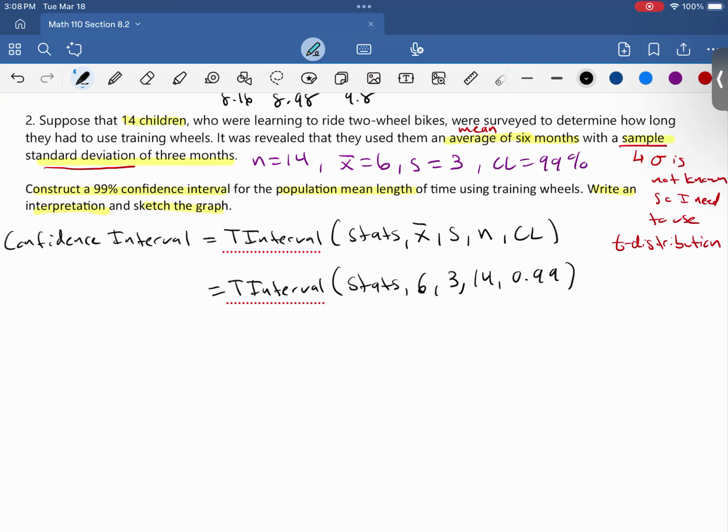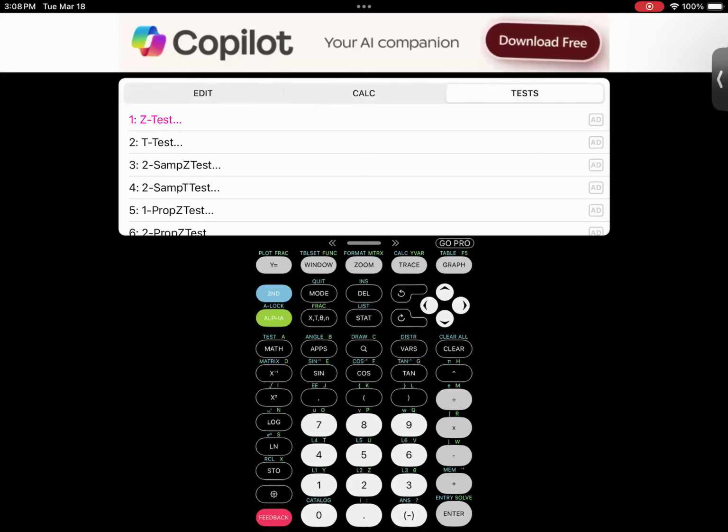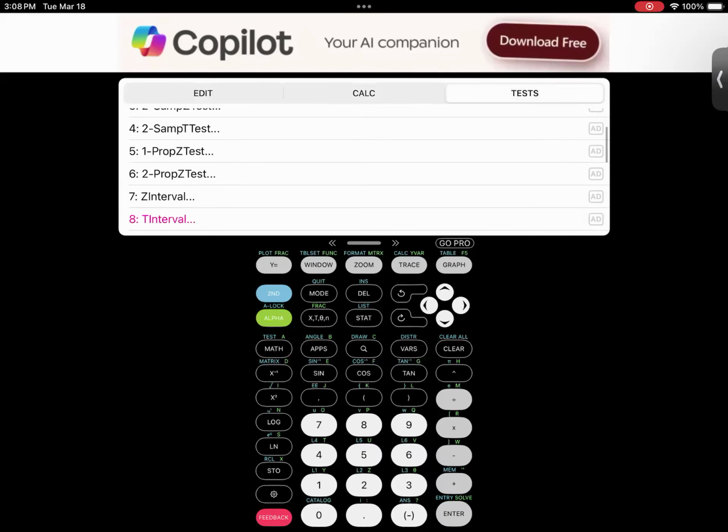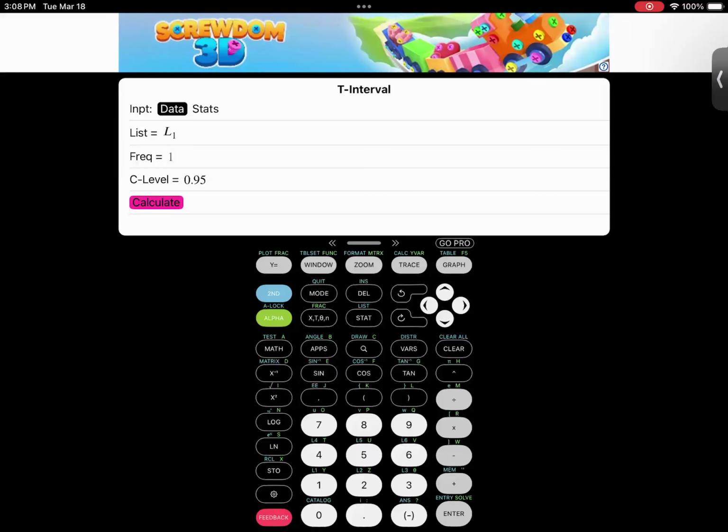So let's jump to our calculator and get our interval. Let's go back to stat and test. Scroll down to T interval. Okay, welcome back. So we are in T interval and we need to use stats.